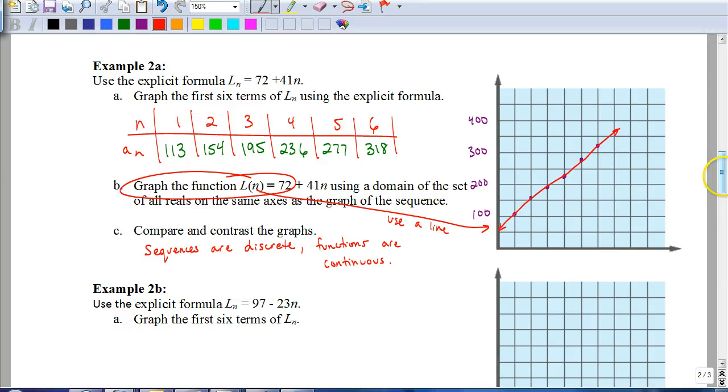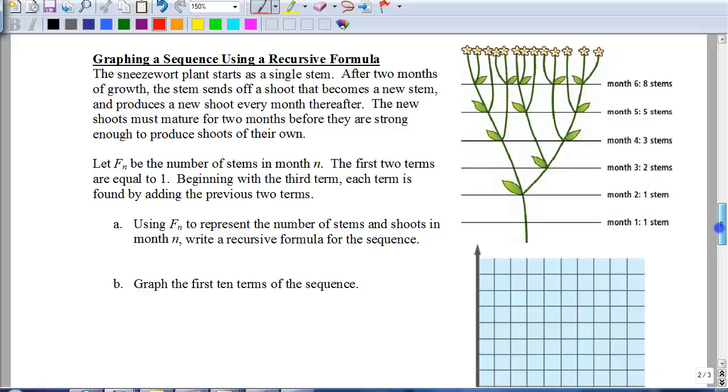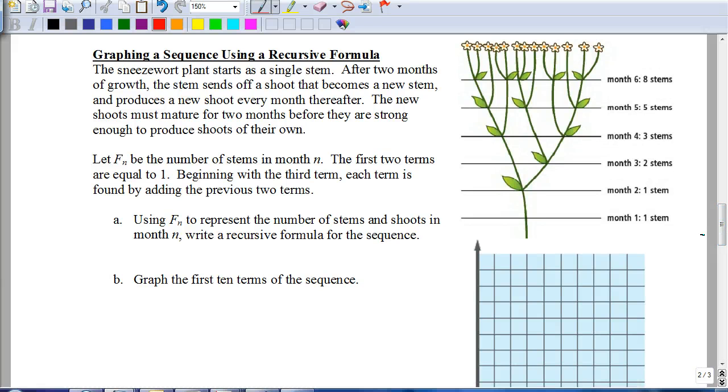Graph of the sequence and the graph of a function. Well, we're going to end by looking at this story problem dealing with this plant. It's called the sneeze wart plant, and surprisingly enough, this is a real plant. It's not something taken out of Harry Potter. It is a real plant, and what it does is it starts out when it's growing as a single stem.